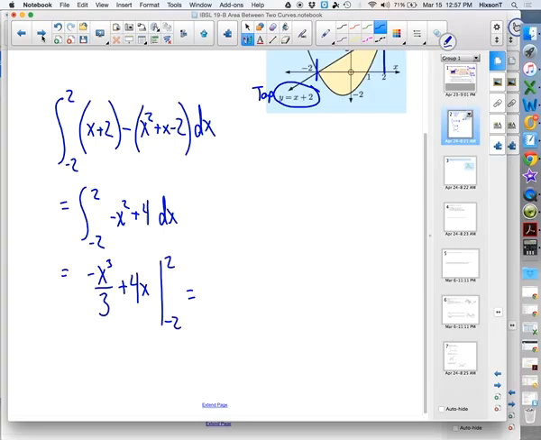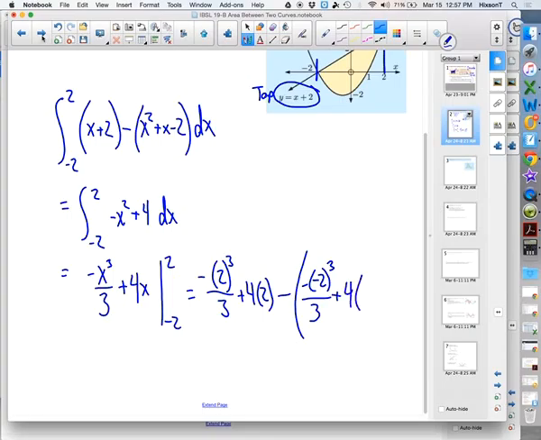So if I evaluate it at +2, I have a -2 cubed over 3 plus 4 times 2, minus, at -2, -2 cubed over 3 plus 4 times -2.